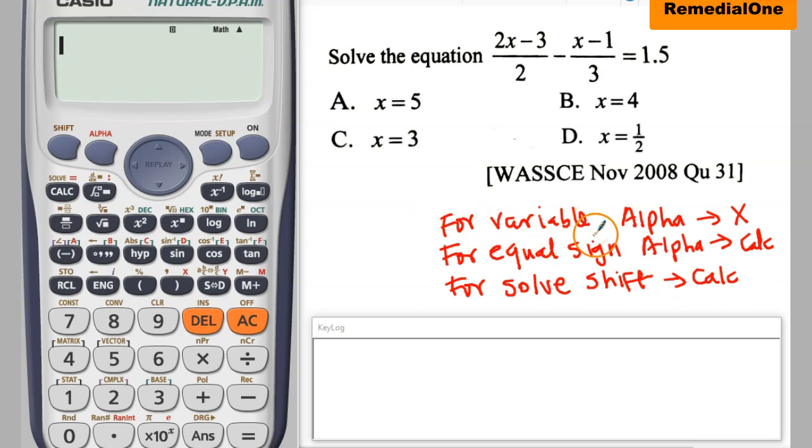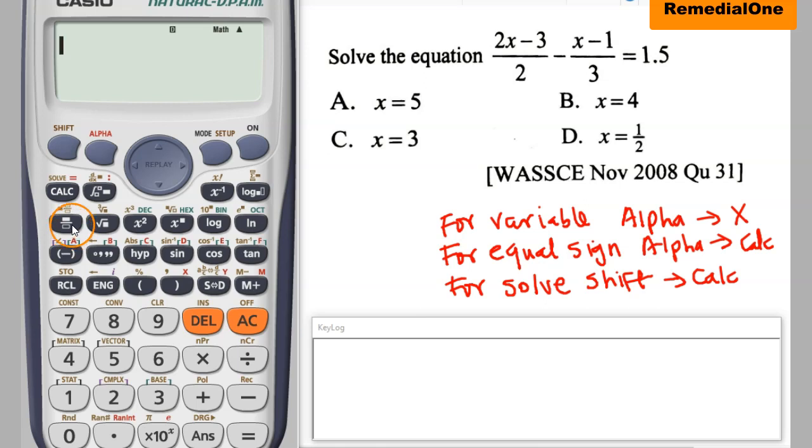So the command is, if you're looking for the variable, you go to the alpha here, and then you pick the variable here. We will be using the x throughout. We are not going to use the y and the m. That stands for something else. And when we are looking for our equal sign, we also go to the alpha and then the calc, which is calculate. That will help us to pick our equal sign. And for us to solve too, we will go to the shift up here, and then we will come back to the calc here, and that will help us to solve this.